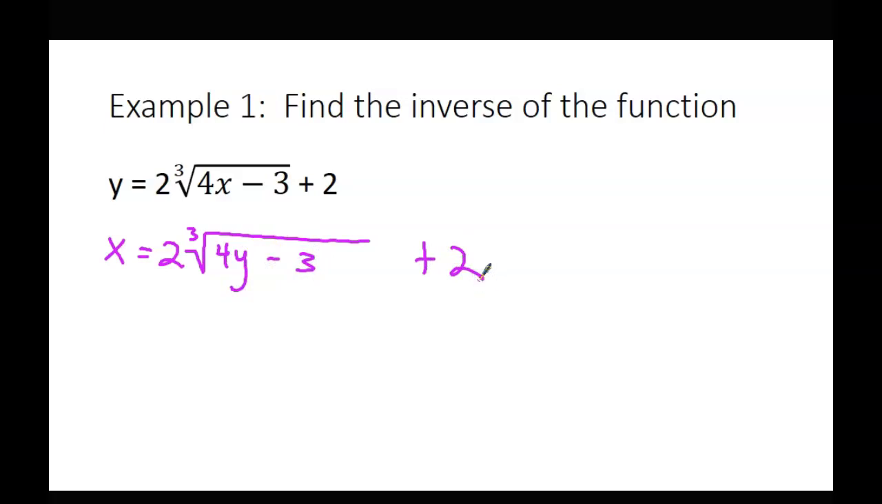Now we want to start getting that y by itself. So what might we do to get y by itself? You want to get rid of the numbers that are outside of the radical first. So in this case, I have a 2 in the front of the radical and a +2 after it. Probably a good idea to get rid of the one that's being added or subtracted there at the end first, so we'll do that. So that gives me x minus 2.